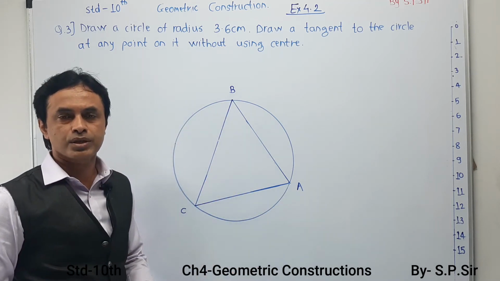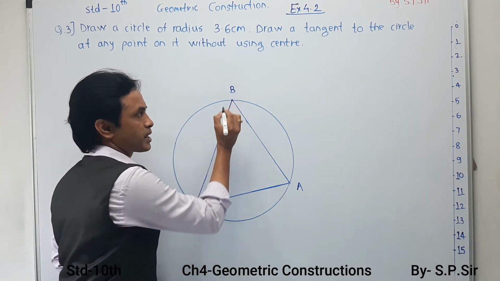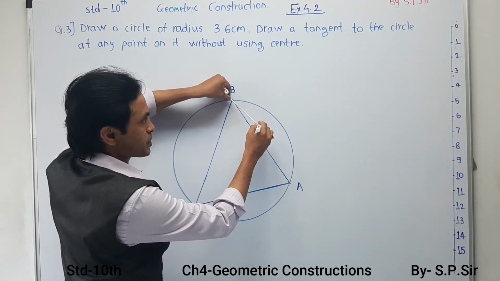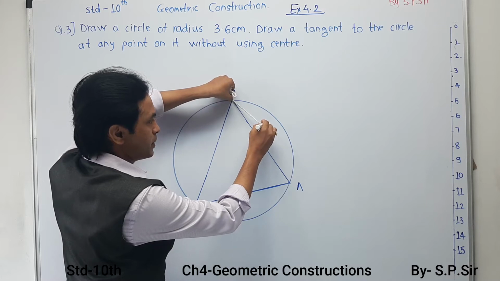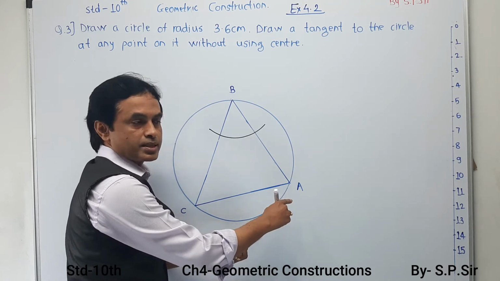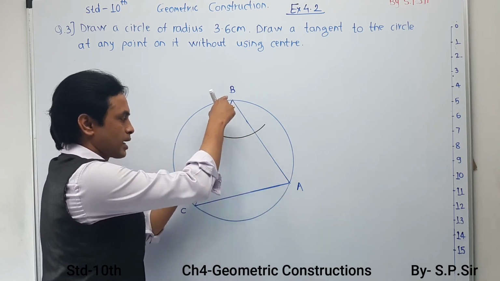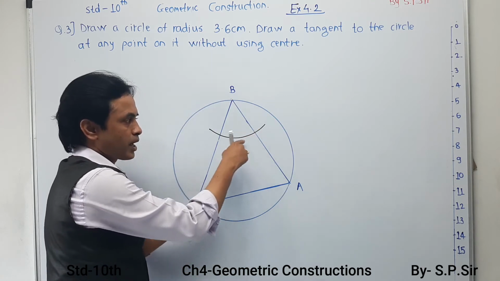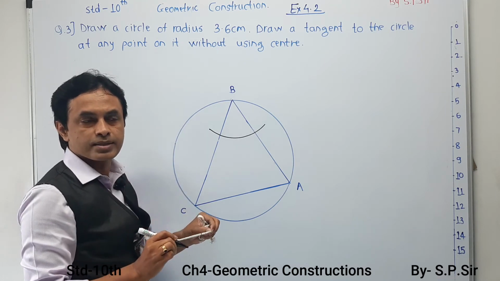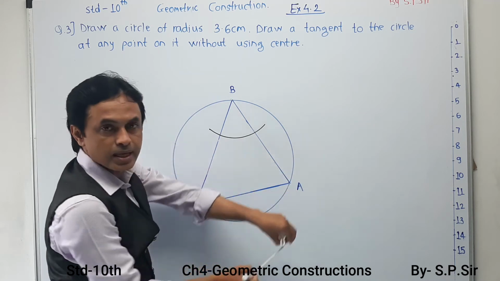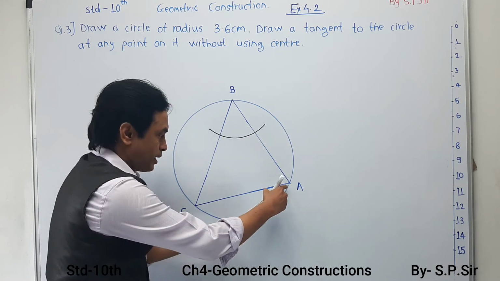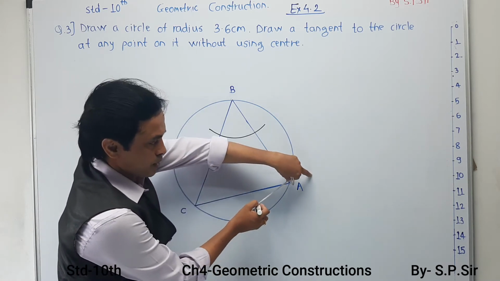Let me clarify by structure. First, taking B as a vertex, you have to draw one arc. I repeat, with vertex B as the point of reference, you have to draw an arc, and that arc will be like this. This arc is such that it must touch two sides, one side AB and the second side BC. Now your arc touches the two sides over here. Keeping the same distance in the compass, you have to take vertex A and draw the arc in the bottom direction such that it touches the side AC also. It means your arc will be like this.